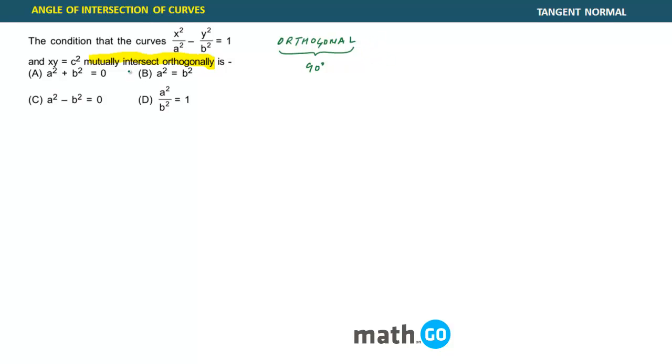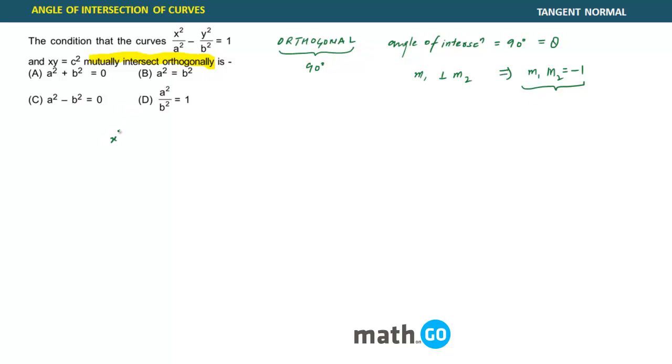So here they intersect orthogonally. That means the angle of intersection of the curves is nothing but 90 degrees. This is what is meant by orthogonality. Now if you want to apply this, it is straightforward that you need to find theta, and theta should be 90 degrees. For theta to be 90 degrees, m1 and m2 will be perpendicular, and we know the condition for perpendicular lines is that m1 m2 should be minus 1. So this is the condition that we are going to use in this question: the product of the slopes of the tangents to these two curves should be minus 1.